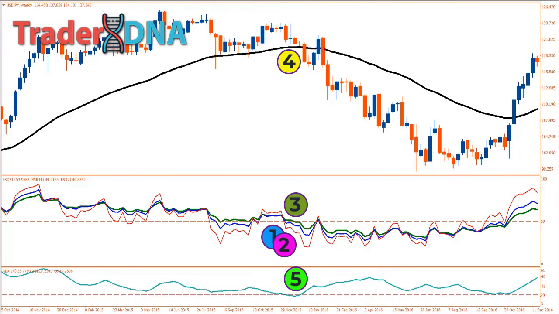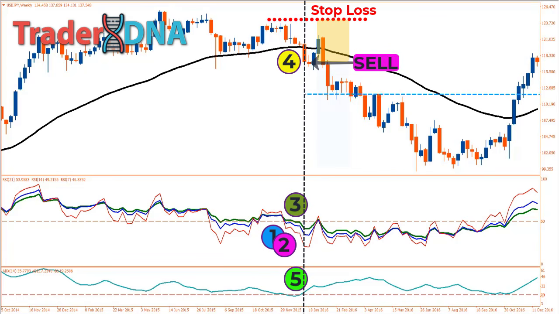Fifth, the ADX reading reaches above 20. Entry. When these conditions match your target asset chart, it negatively influences the asset price. Open a sell position. Set an initial stop loss above the current swing high with a buffer of 5 to 10 pips. This should be simple enough.